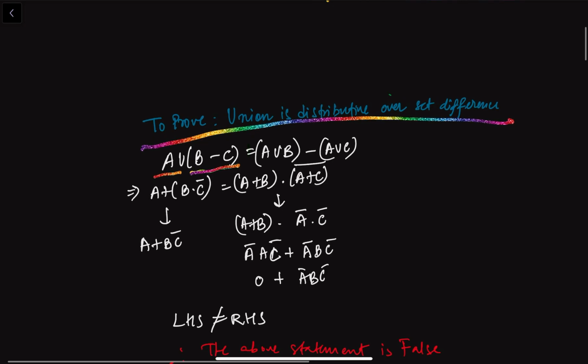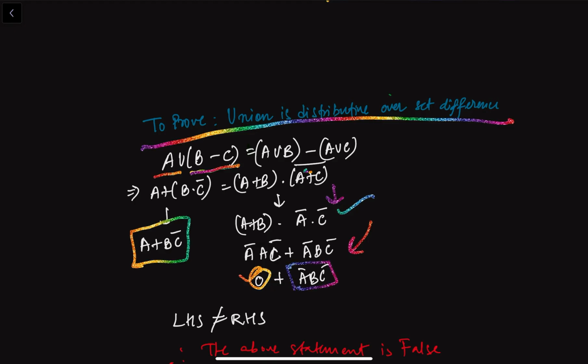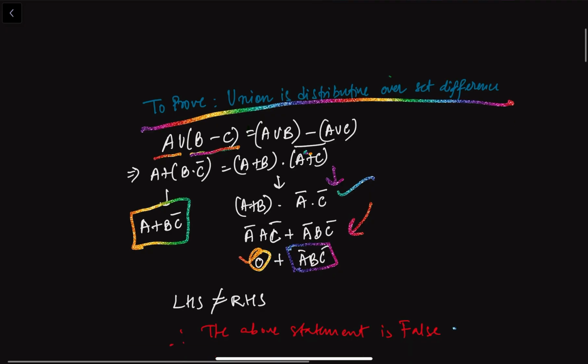Now if you break it, in the LHS it's very intuitive that it will be A plus B C complement. In the RHS, we can break it like this: A plus B, A plus C complement, and then from De Morgan's law this becomes A complement, C complement, and then A complement A, C complement plus A complement B, C complement. Now due to the idempotent law, this becomes 0, and this one becomes A complement B and C complement. So now you can see that LHS is not equal to RHS, so this statement is false.